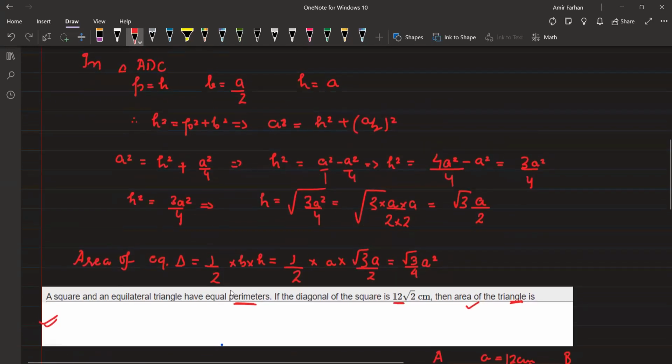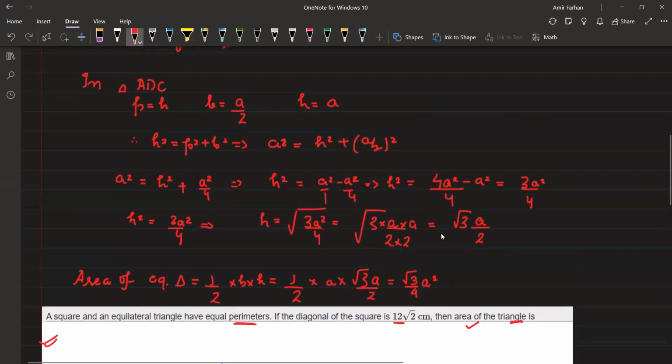ठीक है, जरा ये कैलकुलेट करो क्वेश्चन, जरा आज कैलकुलेट करके मुझे बताओ आंसर. A square and an equilateral triangle have equal perimeters. If the diagonal of the square is 12 root 2, find the area of the triangle.